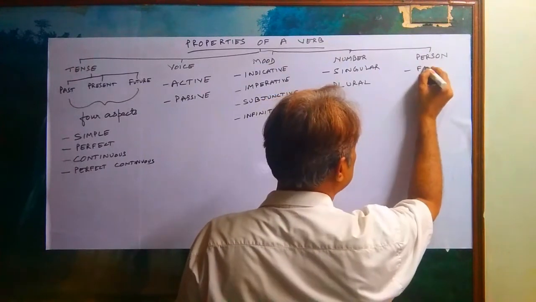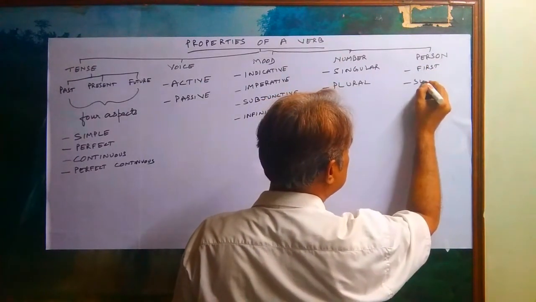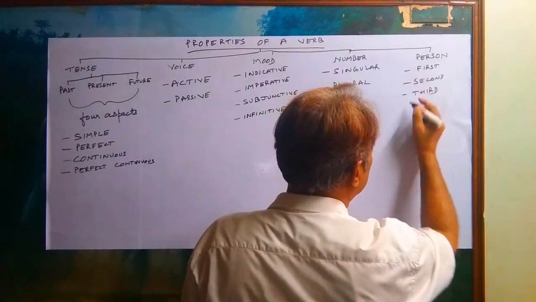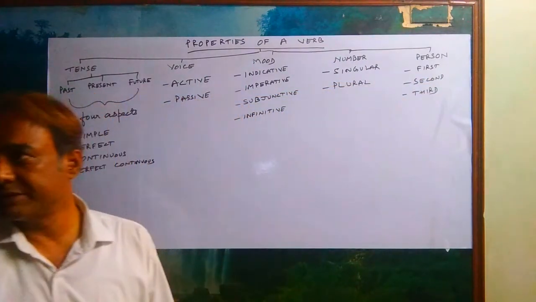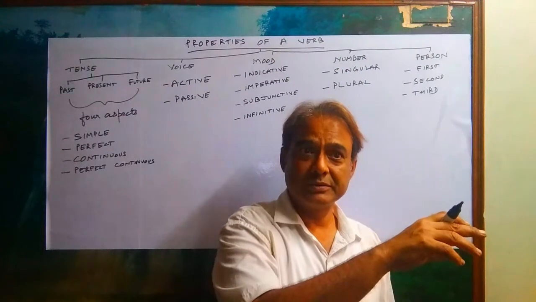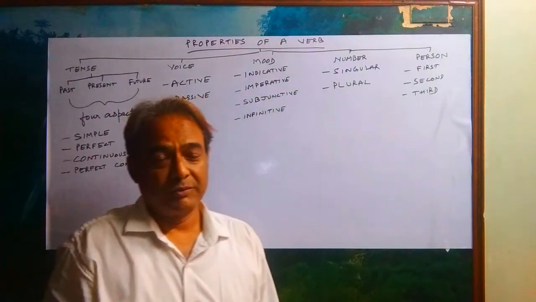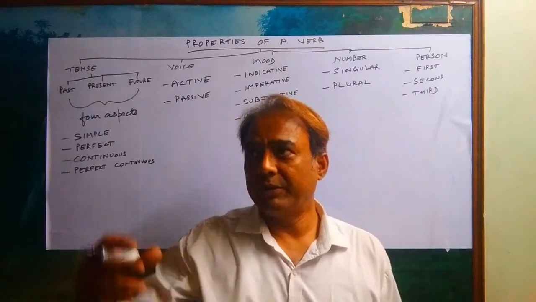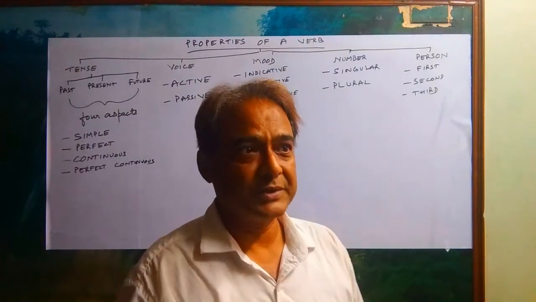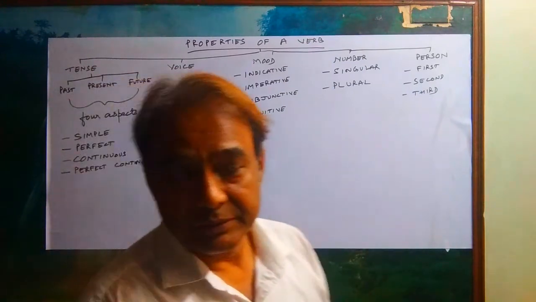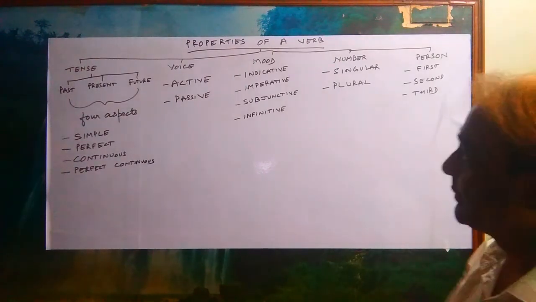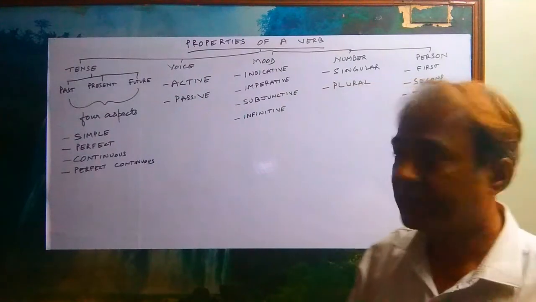Person is first person, second person, and third person. First person means the speaker, second person means the one to whom the speaker is speaking, and third person means the person the speaker is speaking about. Richard is speaking to John about Harry. So Richard is the first person, John is the second person, Harry is the third person. Copy this down. And then we start with tense. And then we'll move on to each of them.